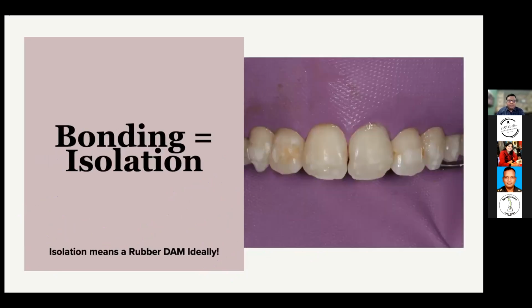Next up, if you are looking at any bonding procedure, you are looking at strict isolation. Isolation from saliva, isolation from blood, and isolation from GCF. Three things that can be detrimental to your bonding are saliva, blood, and gingival crevicular fluid. So unless you have a proper rubber dam in place, trust me, all these 3 are variables. They cannot be controlled. And when you have more variables, there are more chances of failure. So the only answer to all these 3 variables is putting a nice rubber dam.